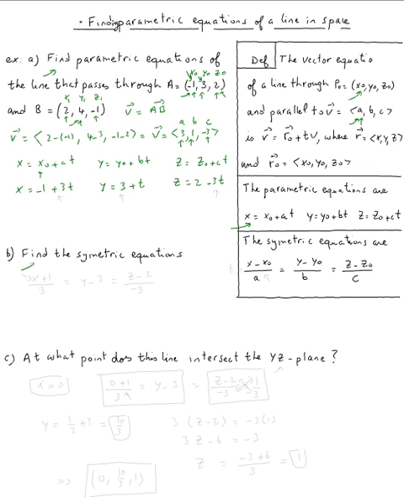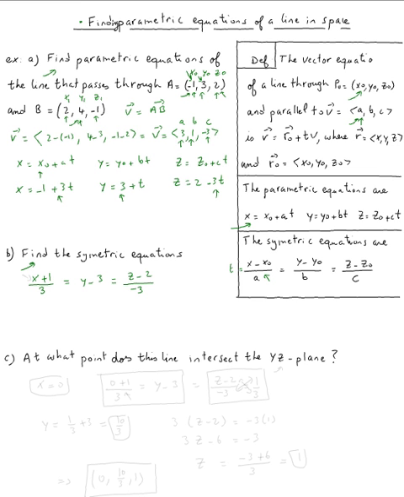Now for question B, we need to find symmetric equations. Symmetric equation means just solve for t, right? So if you solve for t, this is what you're going to get, x minus x0 over a, and so on. So x plus 1 over 3 will be equal to y minus 3 over 1, which is y minus 3, which is going to be equal to z minus 2 over -3. So those are the symmetric equations.